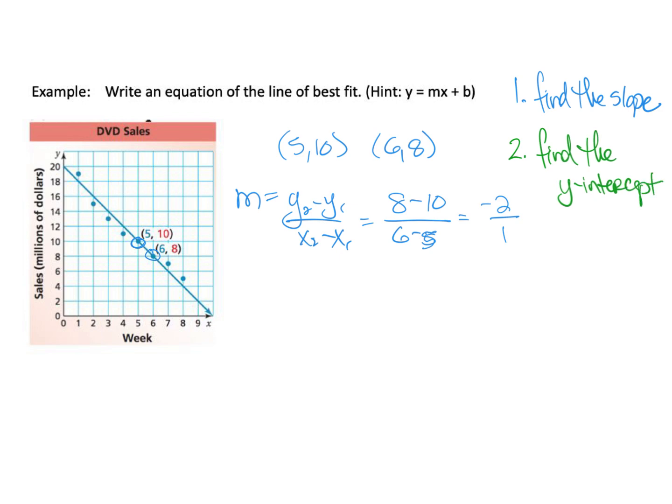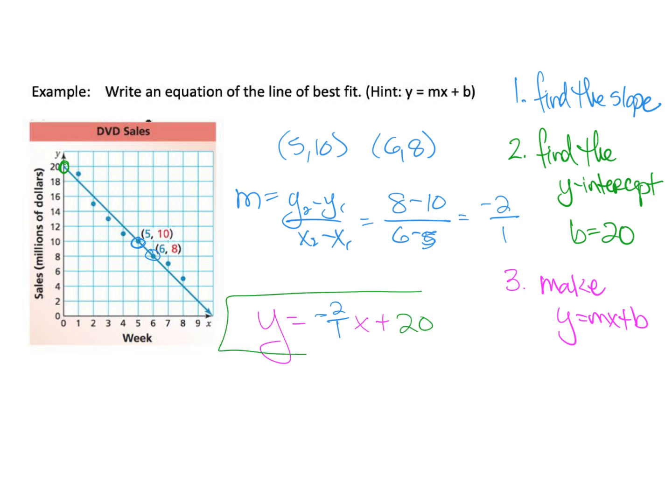Remember, the y-intercept is where the line crosses the y-axis, so that's way up here, right? So our y-intercept is 20. And then our last thing is we want to make a y equals mx plus b line. So ours is y equals, our slope is negative 2 over 1 sitting next to x, and then plus our y-intercept, 20. So this is our line of best fit.